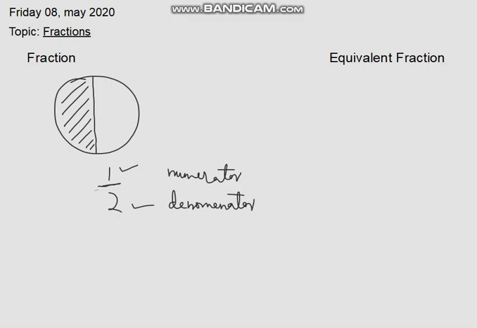So this is a fraction. Simply, a fraction tells us how many parts of a whole we have, and you can recognize it with a slash that is written between the two numbers. And we have a top number that is called a numerator, and a bottom number that is called a denominator. This is called a fraction.